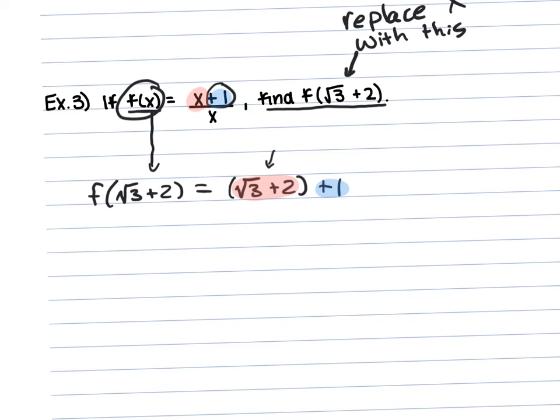What am I going to write in the denominator? What's in the denominator? Right, there's an x there. So I'm going to replace that x with a square root of 3 plus 2. So the square root of 3 plus 2 is replacing x. Right, they're telling me to replace all the x's with the square root of 3 plus 2. Now, we're not done yet, but we're pretty close.